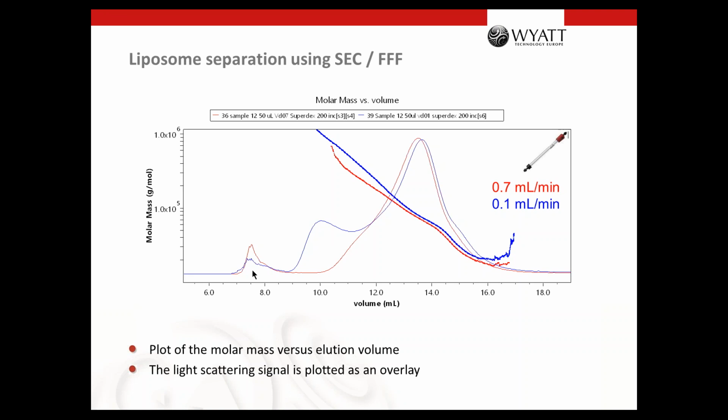Another, normally very nice, piece of information is that we have fewer aggregates here at the beginning. But instead of the aggregates, we now have this very huge peak at 10 milliliter. It's very difficult to interpret and explain that. But it seems that this high flow rate of 0.7, together with the column bed, destroys the high molar mass samples.